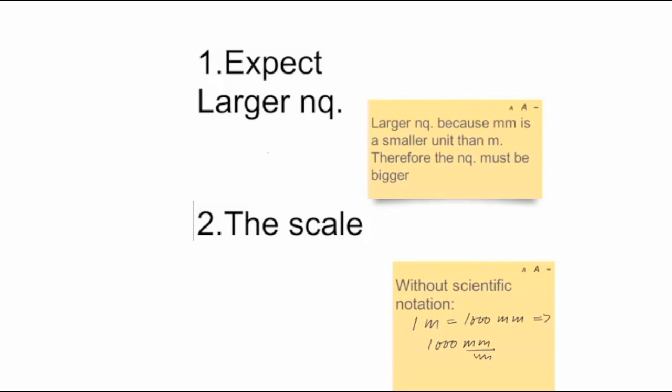So let's do the scale. I have 1 meter is equal to 1,000 millimeter. And please note that I use scientific notation here. So each time you have a meter, you have 1,000 millimeter. So there's 1 times 10 to the power of 3 millimeter per meter.